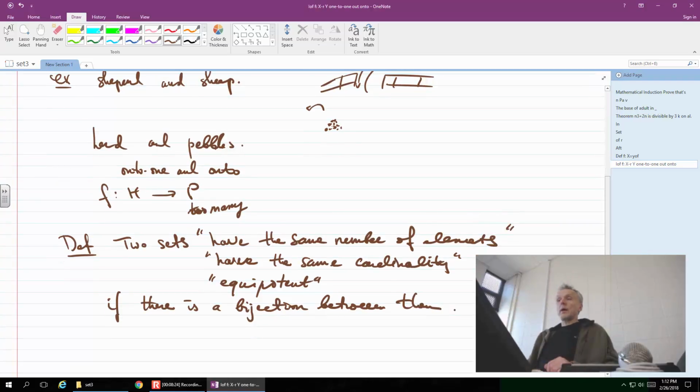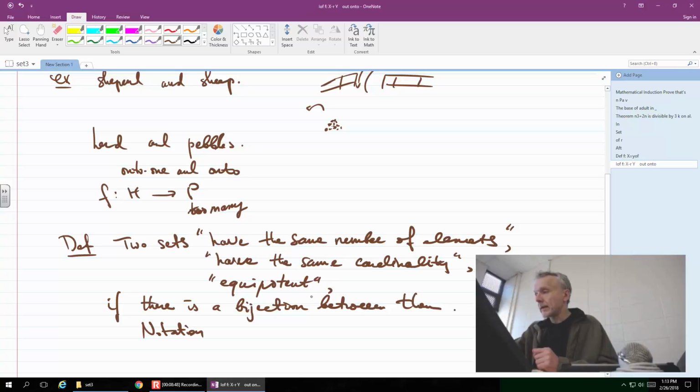Okay, so that's what the shepherd did. Established a one-to-one onto correspondence between herd and pebbles. Okay, so the notation is... what word is that right there? Have the same what? Cardinality. Cardinality? Yes. That's the word. Then what is that last word? Equipotent. Fancy words. I gave you the first one. Is very good. Have the same number of elements is just fine.